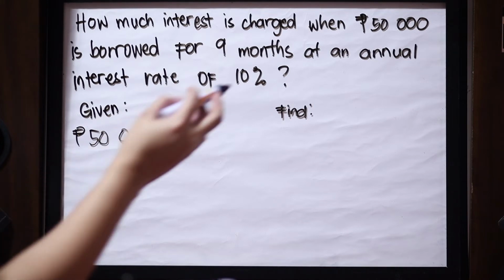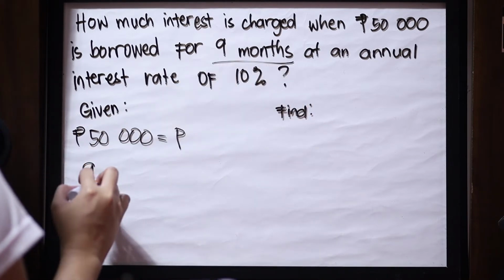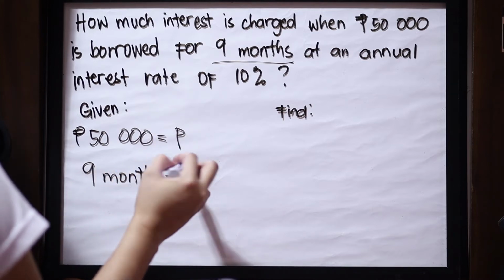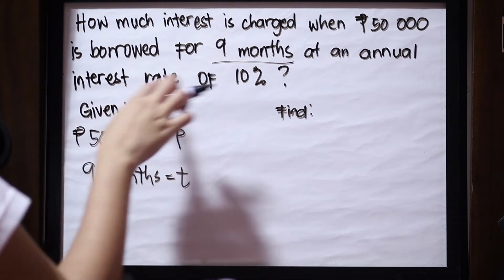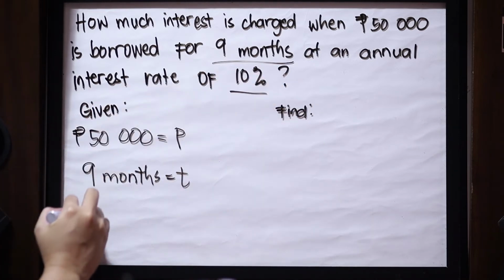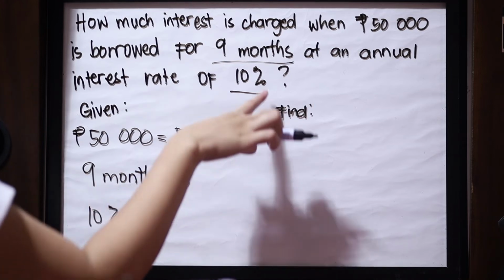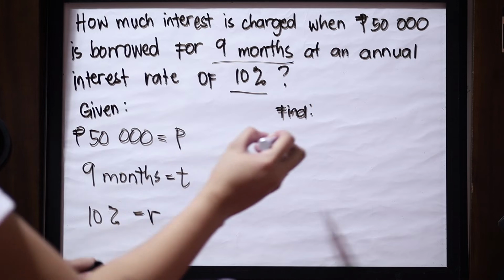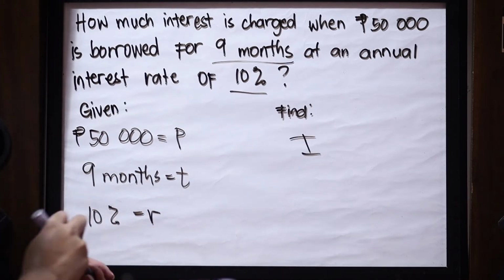Next, we have 9 months. Obviously, months is a measure of time, so 9 months is time. And then next, an annual interest rate of 10%. Since we have the percent symbol, 10% represents rate. Next, we have to identify what we have to look for in this given problem. It is stated in the first few words, how much interest. So, ibig sabihin, interest ulit yung hinahanap.